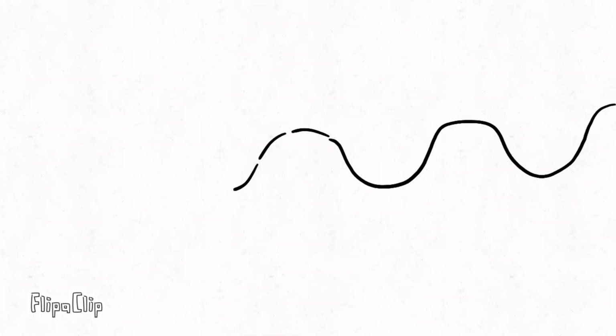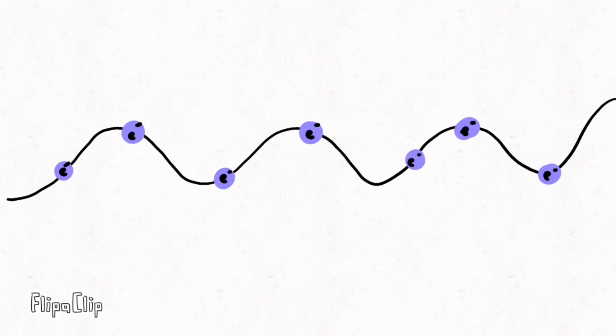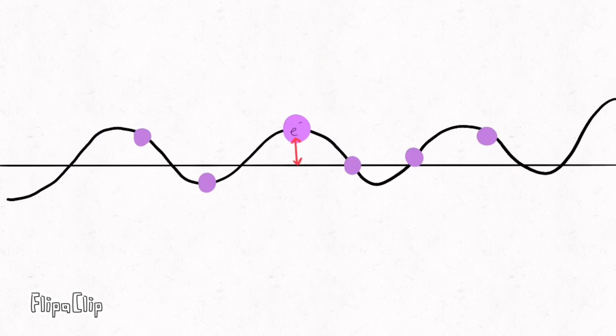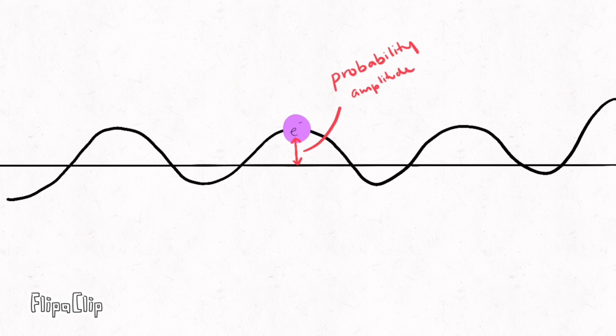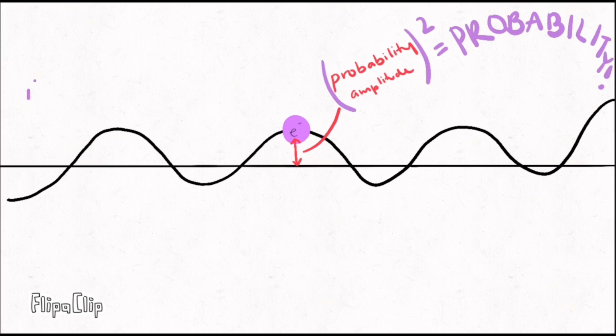This can happen because in the quantum world, we see these particles as waves. The electron can be everywhere at once until we measure it and collapse the wave. We are more likely to find it in certain places than others, like this probability amplitude. When we square the amplitude, it gives us the probability of finding a certain state at that point.